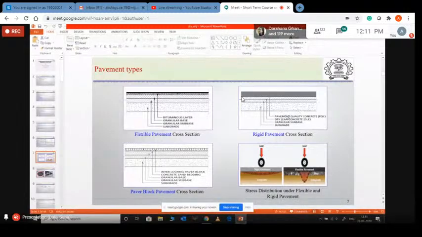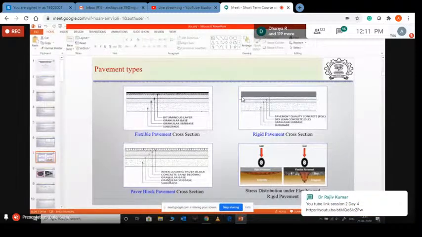I mean, rigid pavement is also there. The bituminous layer is replaced by PQC and DLC. We will not do anything here because our study presentation is fully dedicated to bituminous pavement only. Similarly, we will not talk about the paver block pavement also.